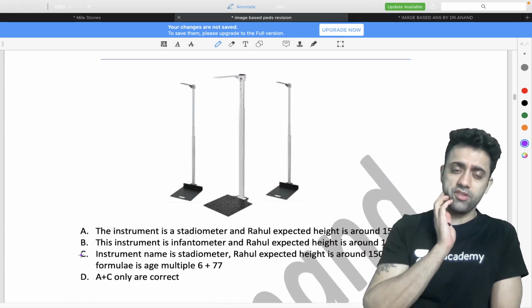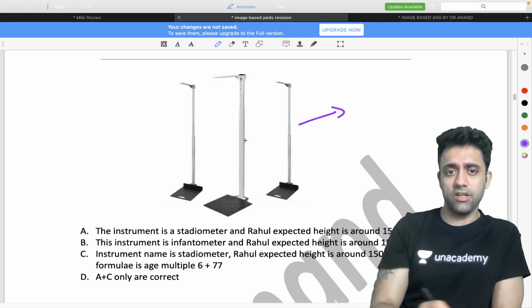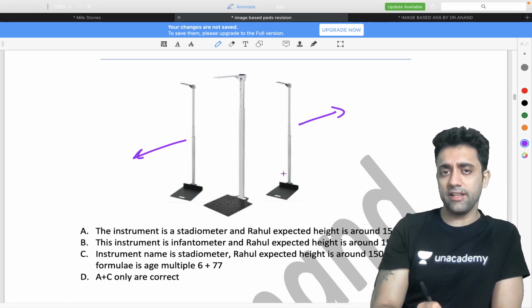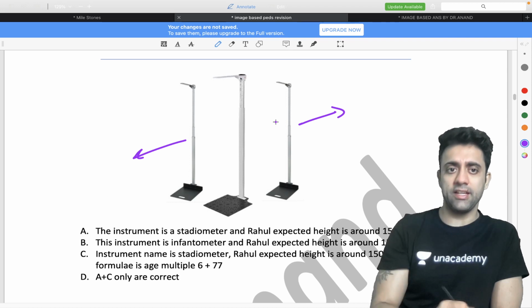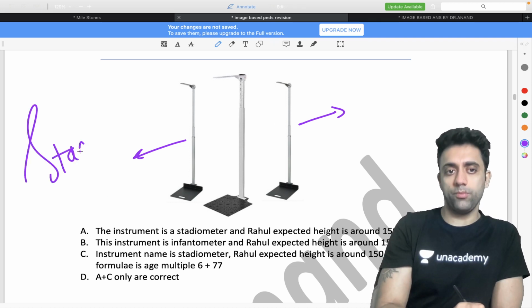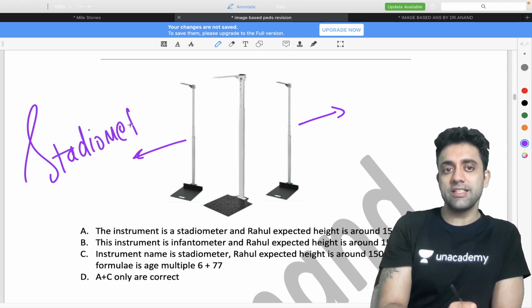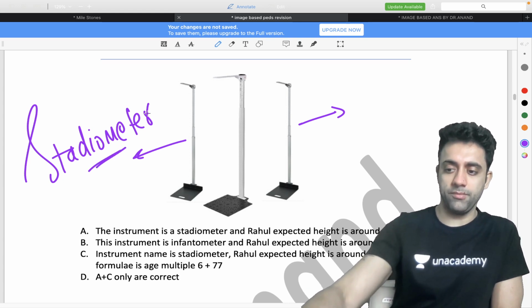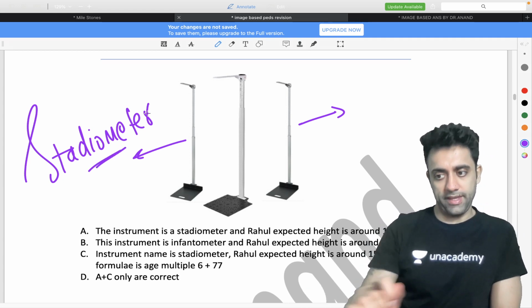Now see, this is the option with the image. What is this image, anyone? What is this? What are these big poles standing here? Whose are these? The answer is nothing but stadiometer. Stadiometer is nothing but stadiometer. Yes or no? Yeah, very good.